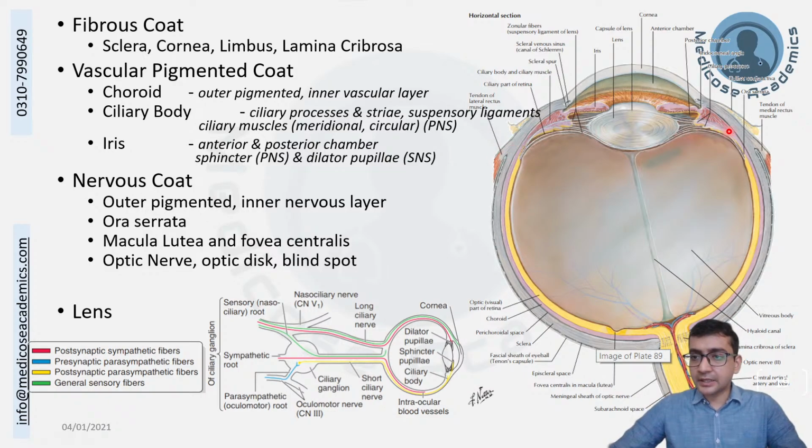On the sclera, there is the insertion of all the six extraocular muscles. They are inserted into the substance of the sclera, and here the fascia surrounding the muscle becomes continuous with the fascia surrounding the eyeball.